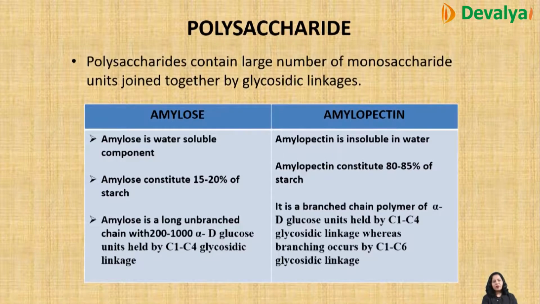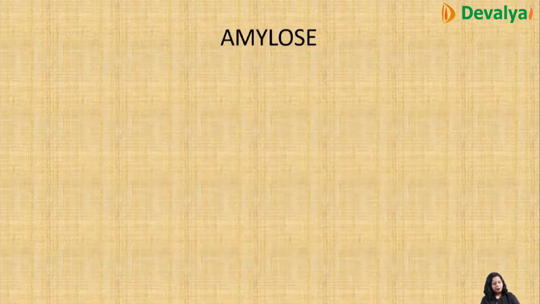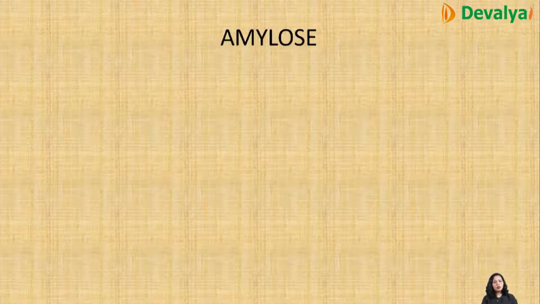Amylose contains 15 to 20% of the starch. Amylopectin contains 80 to 85% of the starch. Amylose is a long unbranched chain of 200 to 1000 alpha D-glucose units with C1-C4 linkage. While in the case of amylopectin, alpha D-glucose units are joined by C1-C4 and C1-C6 linkages, so both straight chain as well as branched linkage is there. Now first we'll draw the structure of amylose.